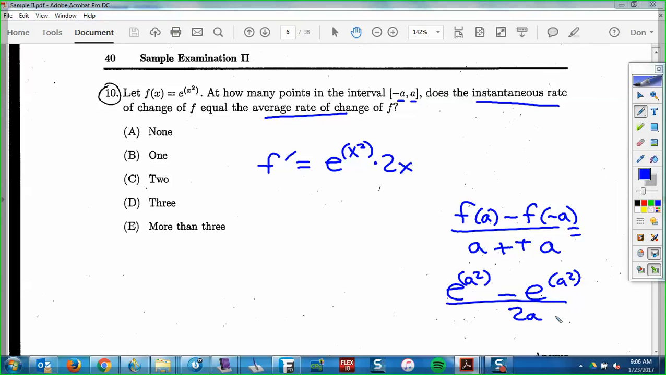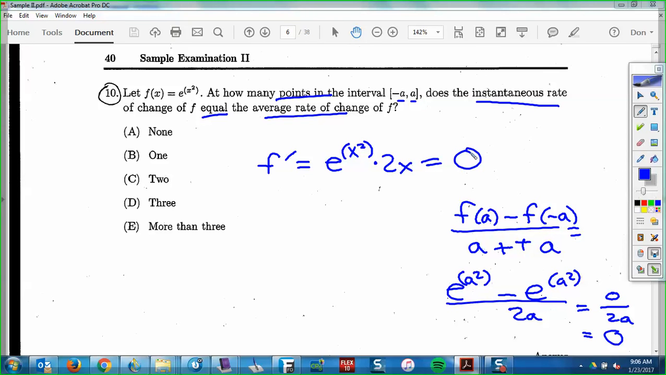All over 2a, well, what is that? That's 0 over 2a, what's that? That's just 0. Oh, okay. So that made it a lot easier. So the average rate of change is 0. The instantaneous rate of change is this, and they want to know at how many points those are equal. So all they're wanting to know is when does that equal 0.